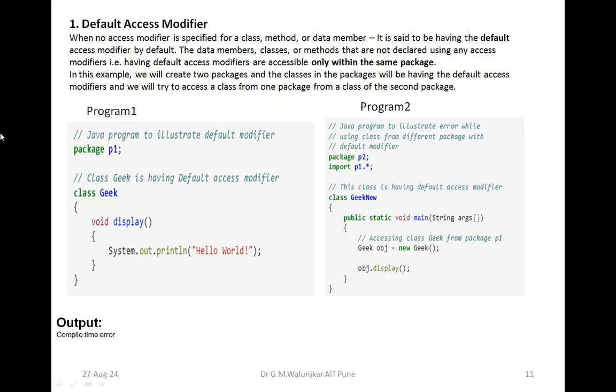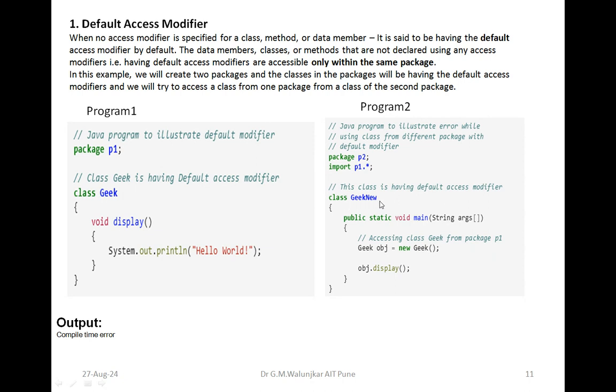Now here you can say that package P1 is there and this is package P2. They are having program one that we are writing for this one. So class Break, where we are having void display, and we are printing something. And here we are having another program, program 2, that is inside the package P2. And this package P2 is going to import the package P1. Again, this class is also using the default access modifier.